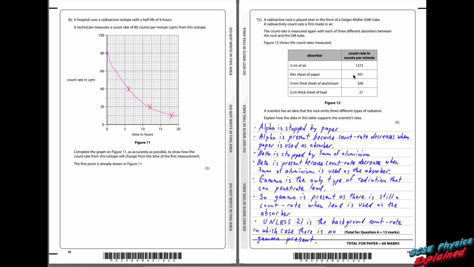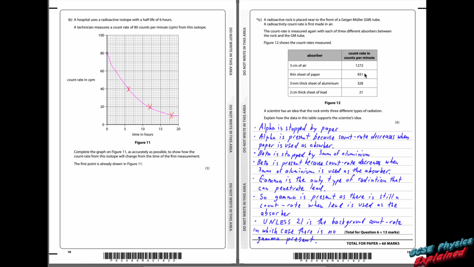So beta goes straight through paper, and so does gamma. So alpha is obviously present in the rock because the count rate decreased when you put the paper in the way. Now what they do is they then put some aluminium in the way. Now beta is stopped by aluminium. So beta must be present because the count rate decreased when 3 millimeters of aluminium is used as the absorber. So the fact that the count rate goes down when you put the aluminium in the way means that there must be some beta there.